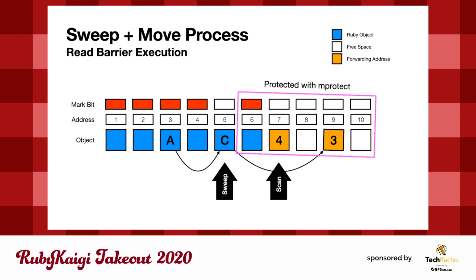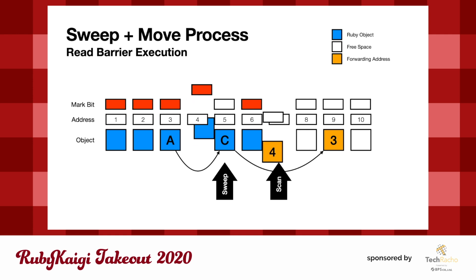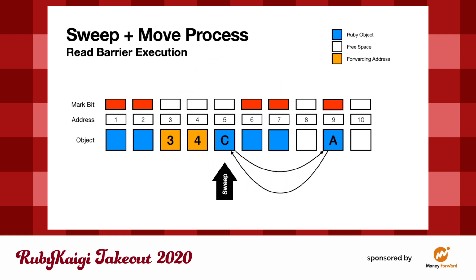In this case, when the C class tries to read address 9, it's protected and an exception occurs. The exception handler removes the protection and then moves all the objects back. Finally, the sweep step can continue as usual.